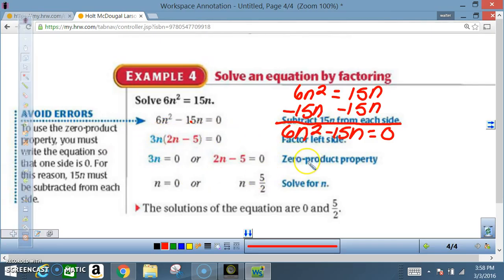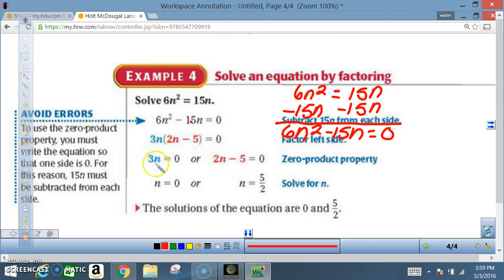So now we're going to apply the zero property. So we're going to get 3 times n, that's equal to 0. And we're going to get 2n minus 5 is equal to 0. Don't forget, the 3n, that's like your A. The 2n minus 5, that's like your B. A times B is equal to 0. So that means one of those got to be equal to 0 or both.